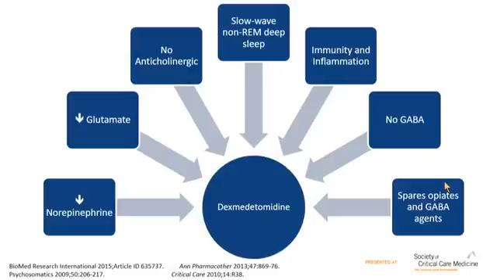However, there is potential benefit with slow-wave deep sleep in patients, with that being an area of examining how much our ICU patients are actually sleeping every night. There are potential anti-inflammatory effects as well as positive immune effects, with actions on macrophages and anti-apoptosis. It does not, in its mechanism of action, contain GABA properties, so simply using dexmedetomidine allows us to spare opiates as well as GABA agents in patients, and this could be the reason why there is potentially benefit.